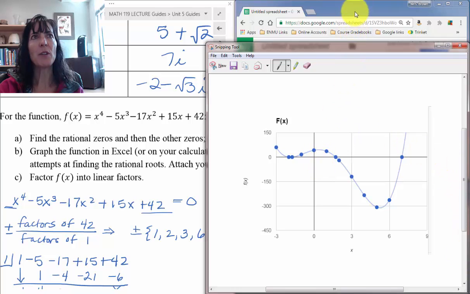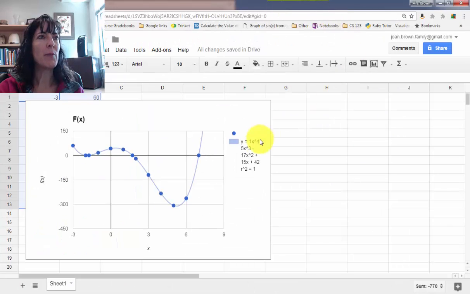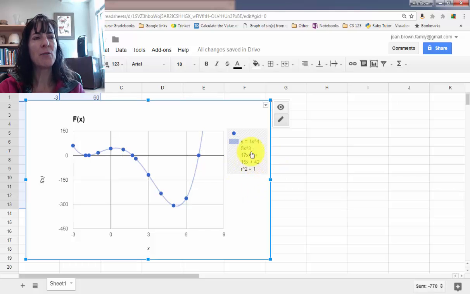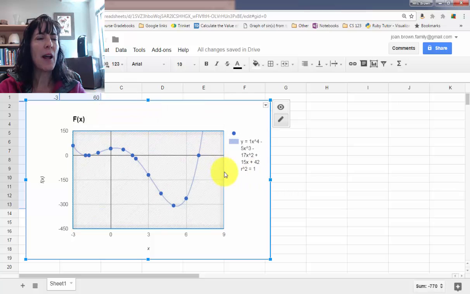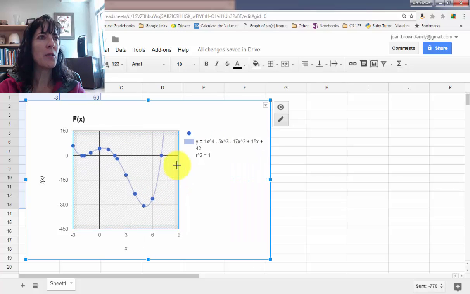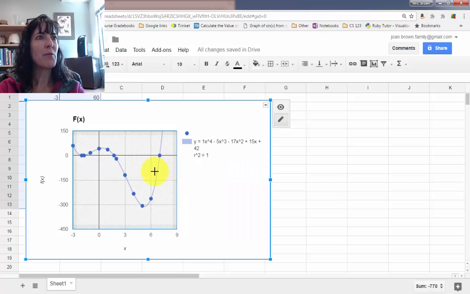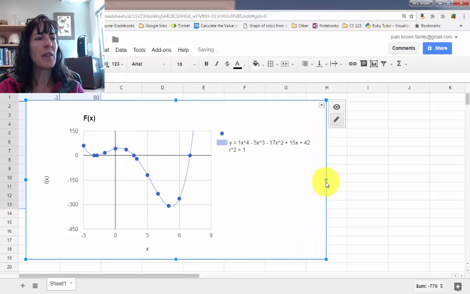I can copy that much of it, or if I prefer, if I make this larger, I can see that I have the equation showing over here, and I could take this, click somewhere on the graph. I clicked on the outside line and then click move and resize, and that's going to let me shrink down my graph somewhat so that I can see the entire equation on one line, which is always nice. And it's showing me that r squared is a 1 because it's a perfect fit because I graphed it from a polynomial of degree 4.